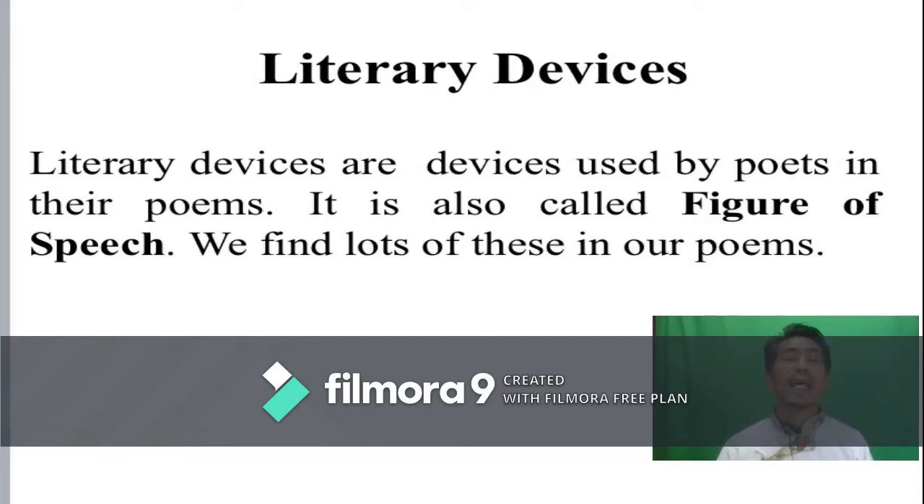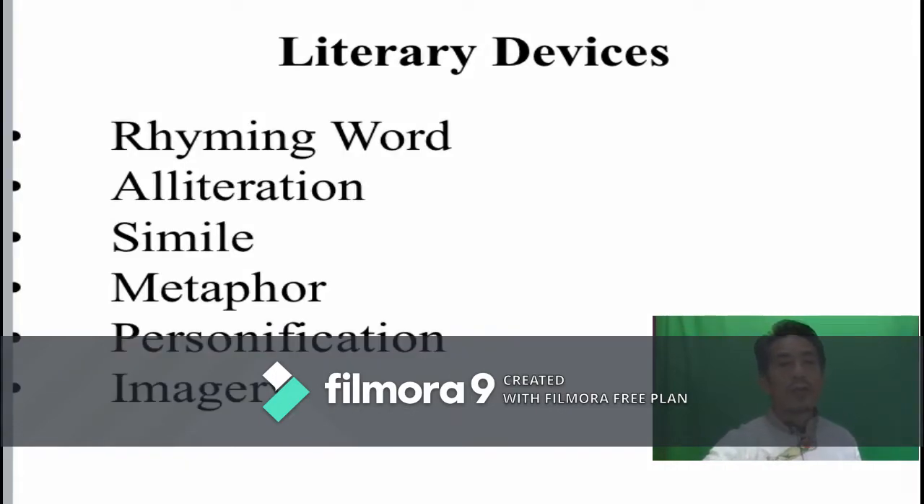Well, these poems have literary devices, as I've already explained in my earlier video. Now today I'm going to introduce you to some of the literary devices that you will find in poems. So let us try to get the meaning of what a literary device is. Literary devices are devices used by poets in their poems. It is also called figure of speech, and we find lots of them in our poems. So let us learn some of the literary devices with examples. We are going to do rhyming words, alliteration, simile, metaphor, personification, and imagery.